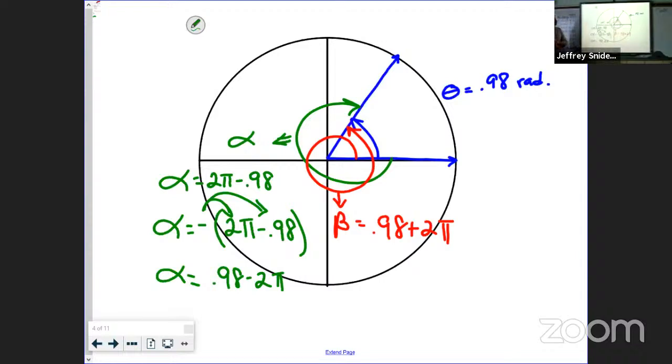Okay. So those are things that we need to know. We kind of already talked about it. We know that going this direction is positive and going this direction is negative.